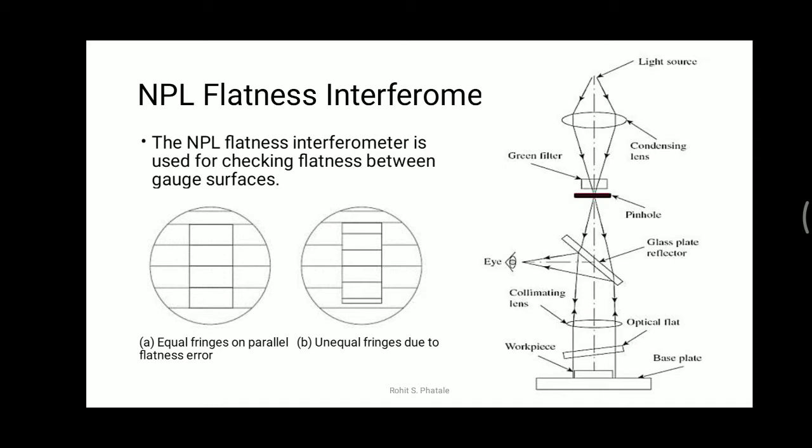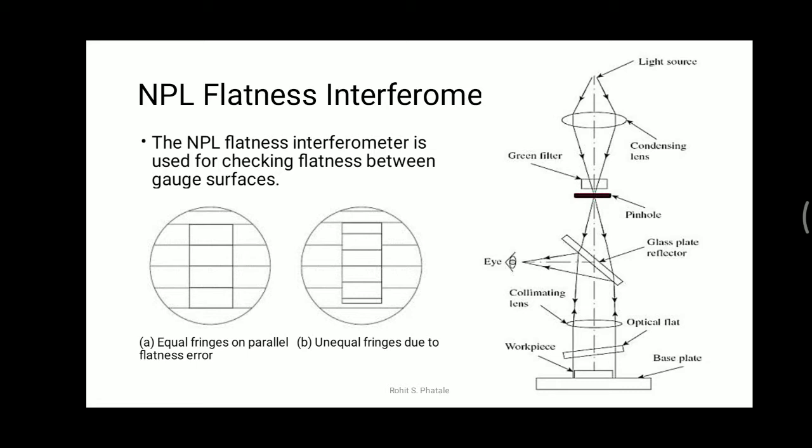So let us start with the diagram. Here you can see it is an optical device, that is the NPL interferometer or NPL flatness interferometer. While going through the discussion, I will explain one by one the purpose of the parts placed over here. For example, this condensing lens is there, then this green filter is there, and the light source is there. Different parts we will understand one by one, and the purpose of each part.